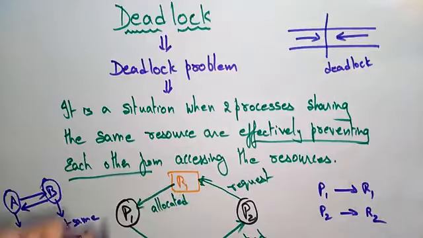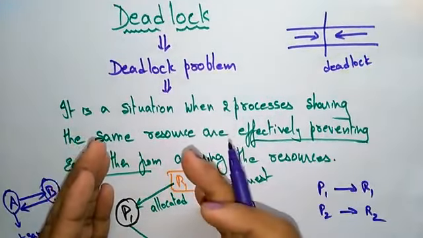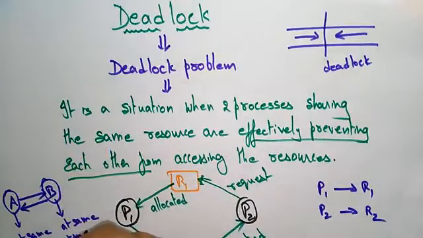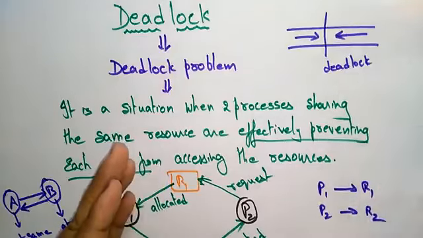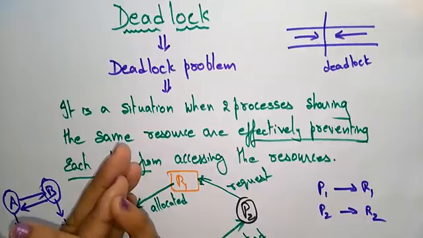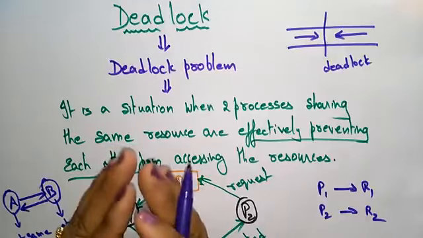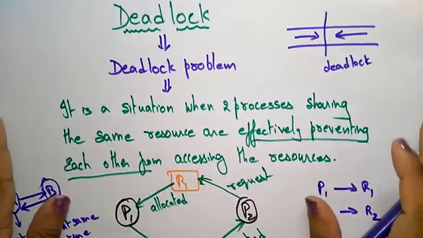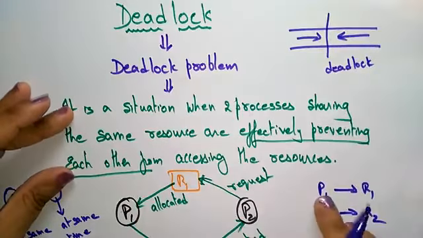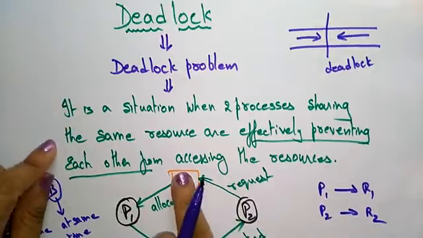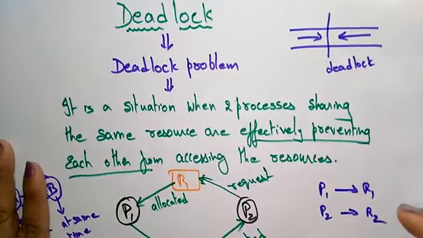A deadlock means one process is requesting resources which are already allocated to another process. So that you call a deadlock state. Until that process releases, this process has to wait. But that process is not ready to release the lock. So both are in waiting states. If both processes are in a waiting state, that state you call a deadlock state. I hope you understand the definition. It is a situation when two processes are sharing the same resources or effectively preventing each other from accessing the resources.